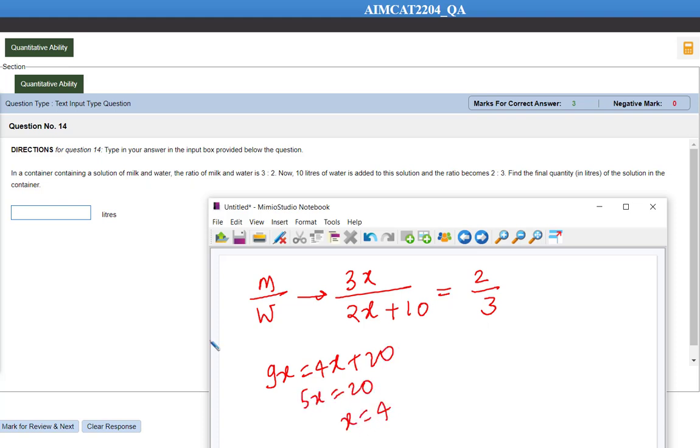Okay, we are supposed to find the total quantity. Final quantity is how much? 3x plus 2x plus 10 is the answer. Okay everyone, so let's put x is equal to 4, that is 20 plus 10, the answer is 30. So let's mark 30 as the answer here.